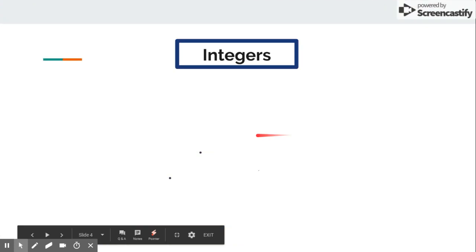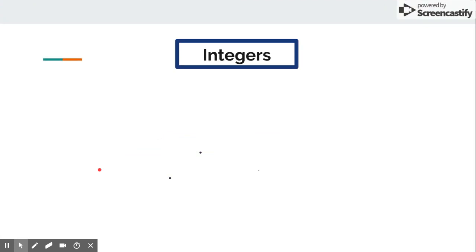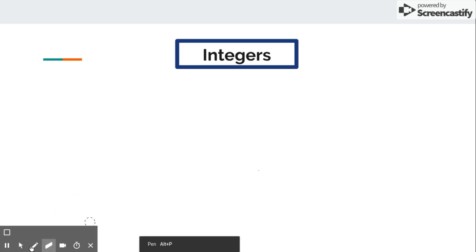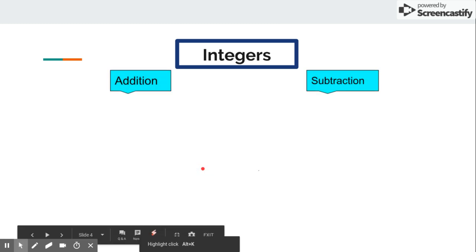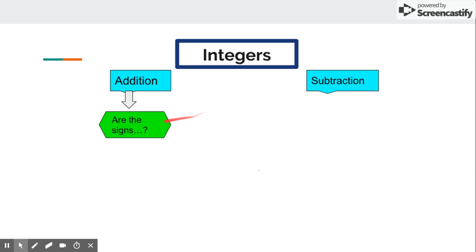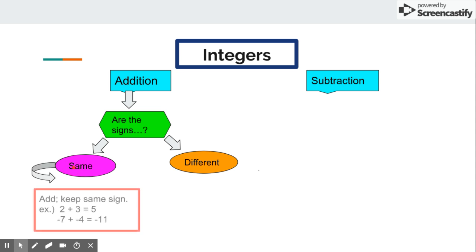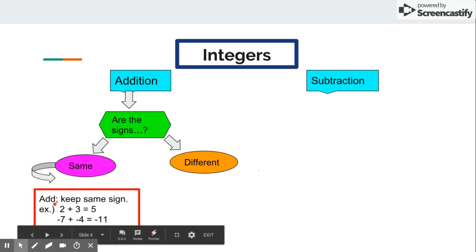Okay, now the rules for integers are as follows. Let me just erase these little dots here. That's better. Now, the rules go like this. For addition and subtraction, which is what we'll be working on today, to add, you simply ask yourself, are the signs the same or are they different? This is a chart that you will want to copy down, by the way. If they're the same, then you simply add the absolute values of the numbers together, and keep the same sign. So 2 plus 3 equals 5, obviously, because we know that positive plus positive gives us positive.